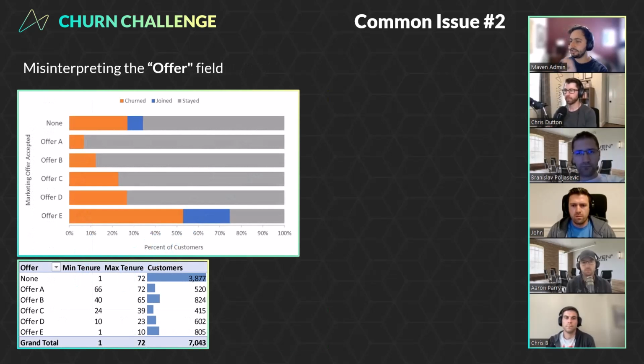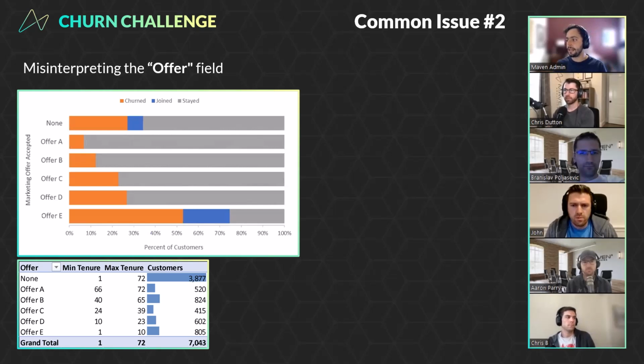Now, the second detail had to do with the offer field, and this was defined in the data dictionary as the last marketing offer that each customer had accepted. What we noticed is that people assumed that these offers were being offered simultaneously, and then they were making their recommendations accordingly. But once again, if we look closely at the data in these two charts, the first clue tells us that these offers were actually being offered in different periods of time.